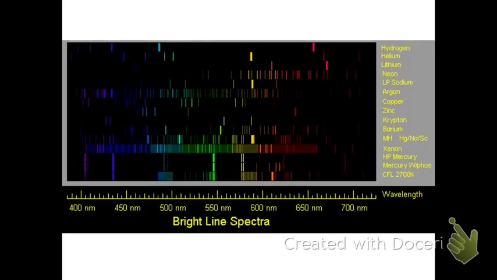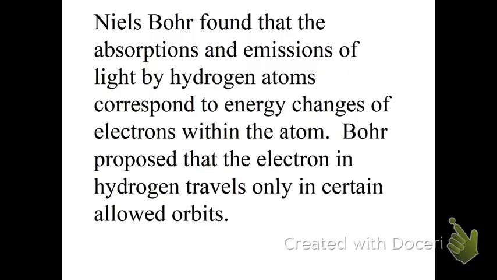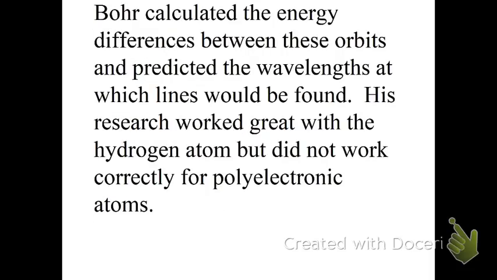In the last lesson, we left off with the bright line spectrum when we said that certain elements will produce certain colors when you put them through a prism. And Niels Bohr went on to find that those absorption and emissions of light by hydrogen corresponded to the energy changes of the electrons within the atom. He proposed that the electron is able to only travel in certain orbits, and Bohr calculated those and found the energy difference, predicted which wavelengths those lines would show up. The problem with the Bohr model was that it only worked for hydrogen, and so they went further on to figure out what's going on in the electron.